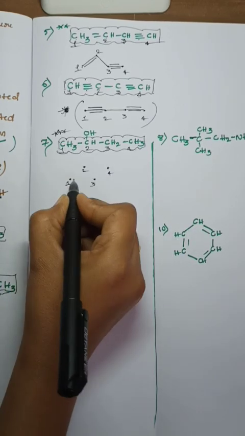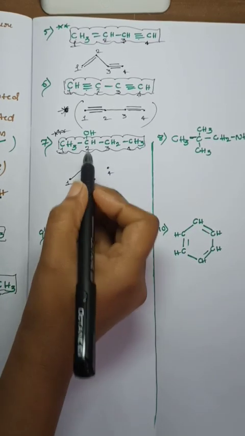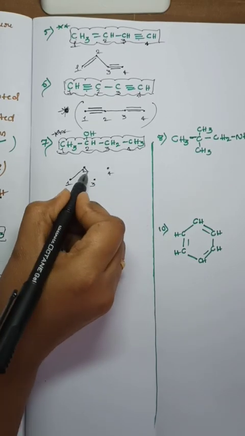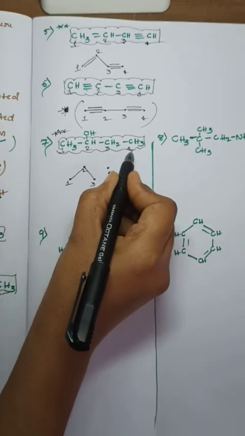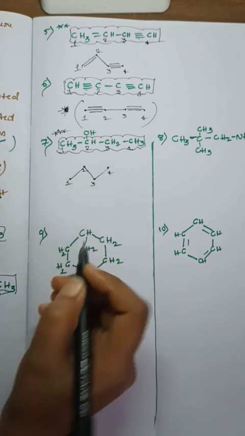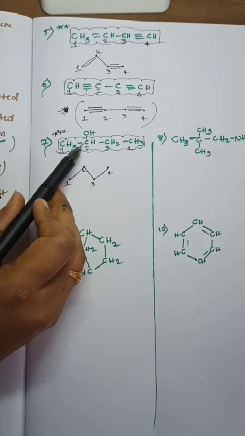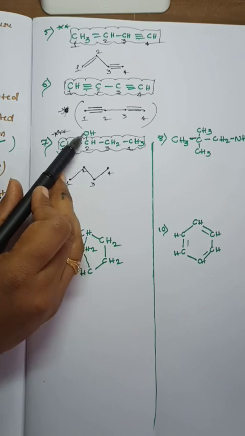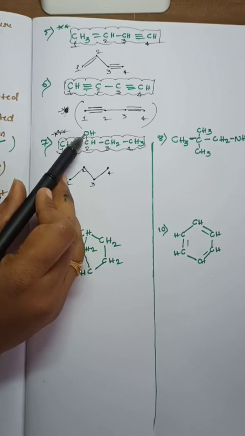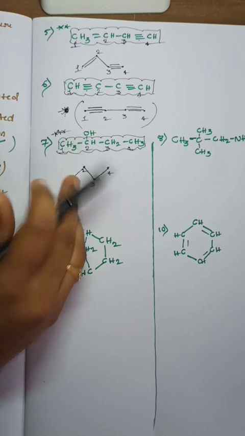Between first and second, one bond, so write like this. Between second and third, one more bond, write like this. Between third and fourth, one more bond, write like this. Okay now. Next, one more thing is here, to the second carbon, oxygen and hydrogen. This oxygen we call a heteroatom.